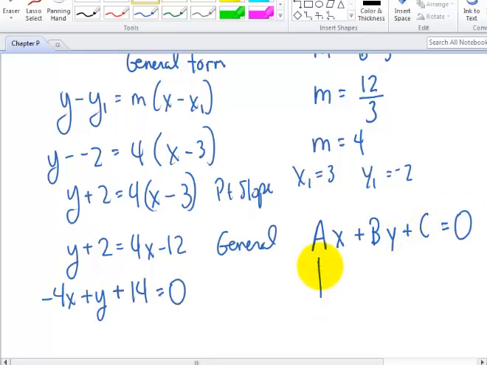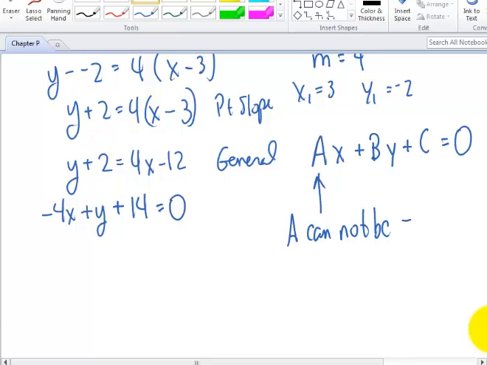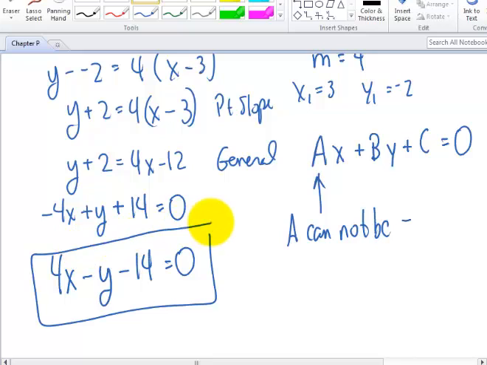Now the deal with this is a cannot be negative. So what we're going to do is multiply everything by negative 1, and that'll make our general form 4x minus y minus 14 equals 0. And that should be the general form for our line.